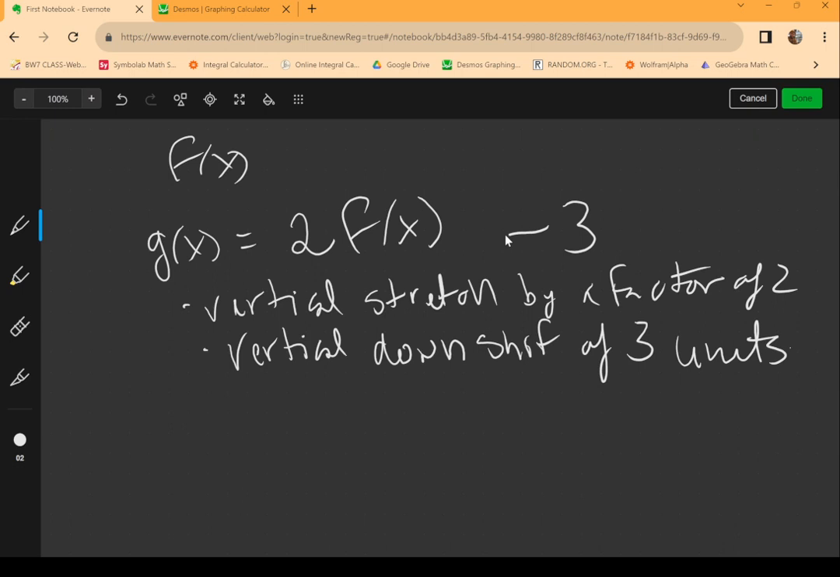Okay, so here what we should be able to do now, given this equation, is describe the behavior of the graph, again, relative to f of x. If we're just given this g of x function, we should be able to say, relative to f of x, what the effect of each of these translations would do to the graph.